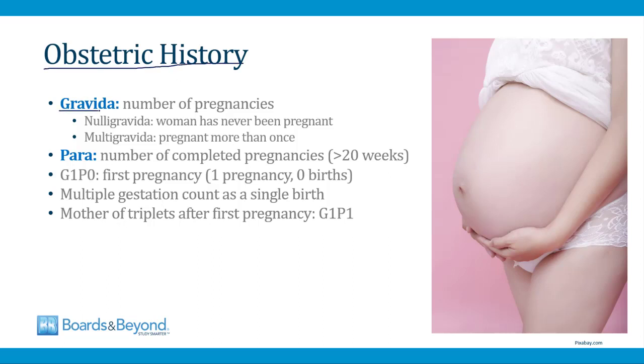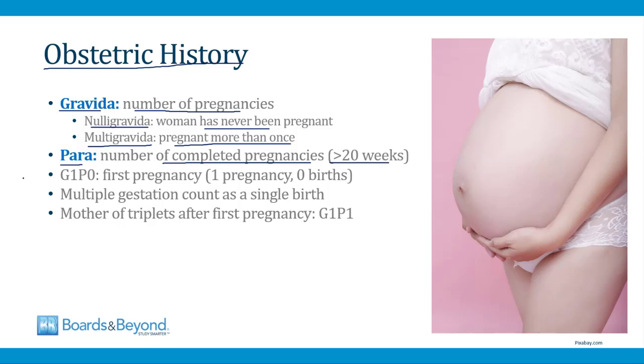The term gravida refers to the number of pregnancies a woman has had, in other words, the number of times she has been pregnant. When we say a woman is a nulligravida, we mean she has never been pregnant, and when we say a woman is a multigravida, we mean she has been pregnant more than once. The term para refers to the number of completed pregnancies that have gone beyond 20 weeks.